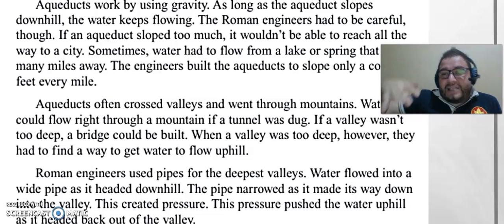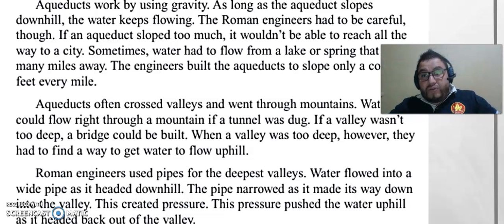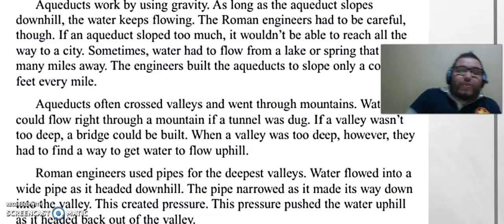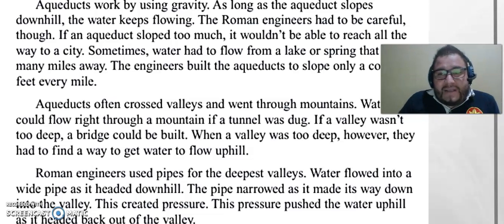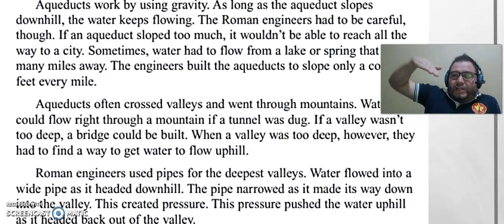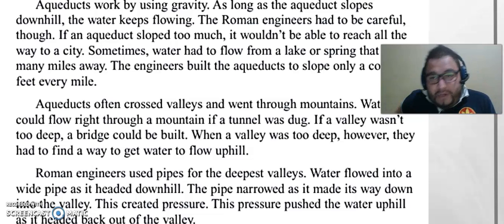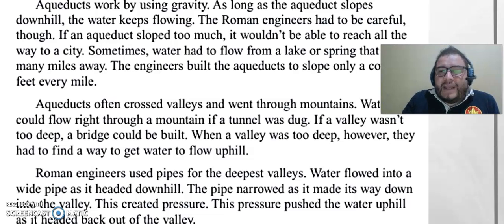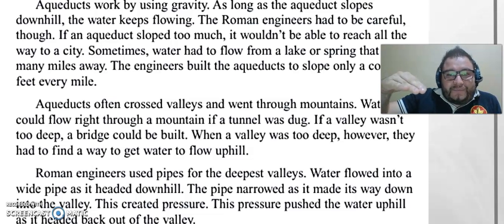Because if you put it like this, in winter, when it's going to rain a lot, the city is going to have a lot of water. So it would flood, because if they gave it a lot of slope, it was going to be a problem. So the engineers thought they were very smart, and they said only a little bit per mile to slope, right? So every mile, they slope a little bit, only a little bit.